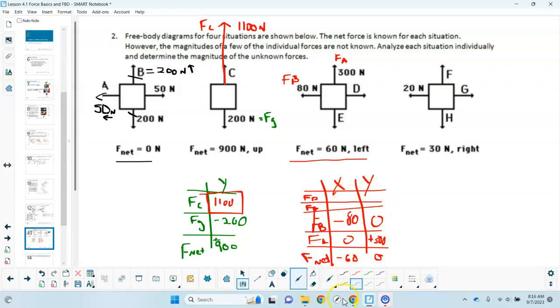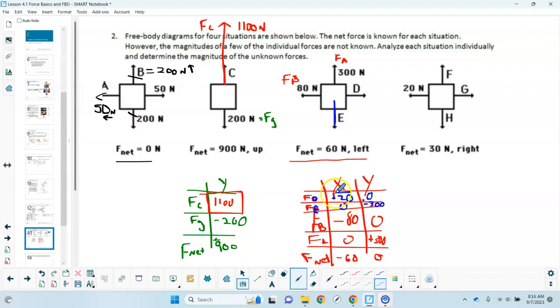So we got to figure out these numbers. So if it's only going left, what do we know about the up and down forces? They should cancel. So E is going to be negative 300, and it's 0 in the X because this is pointing only downward. For D, it's not going up or down, so that's 0. And then some number minus 80 should get you negative 60, so this is going to be a positive 20.